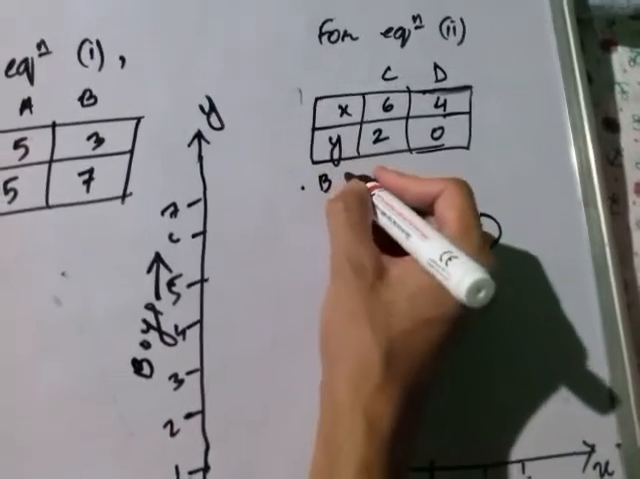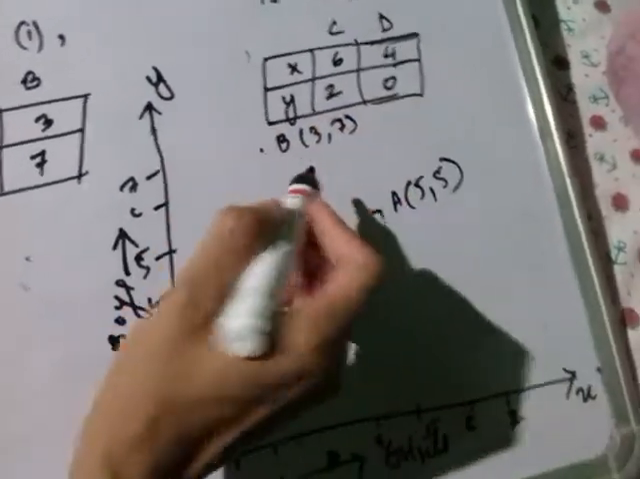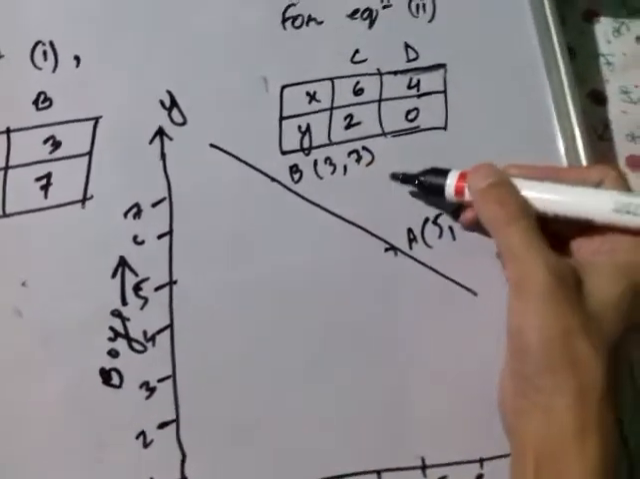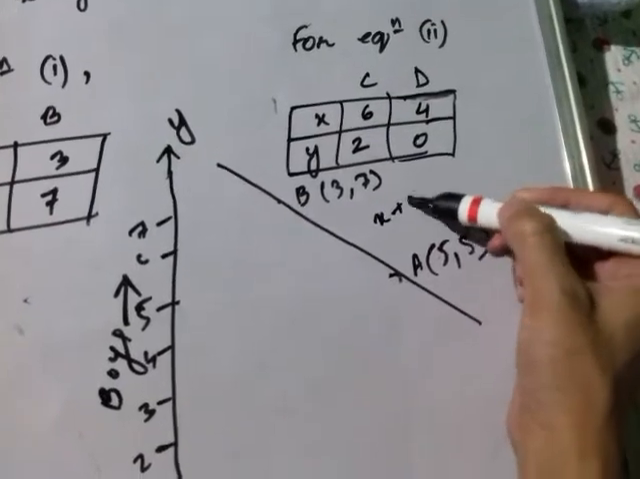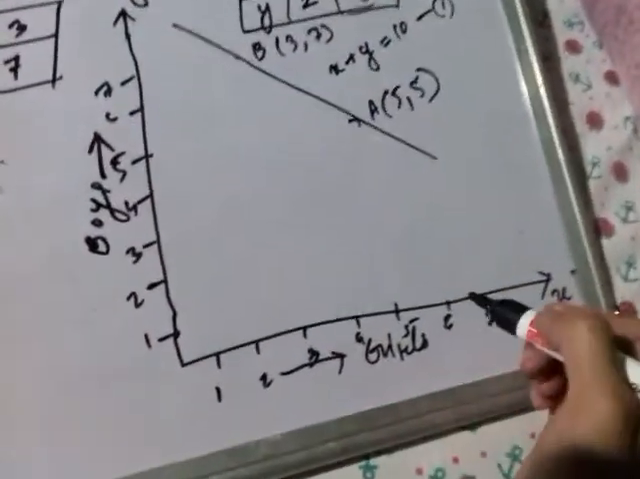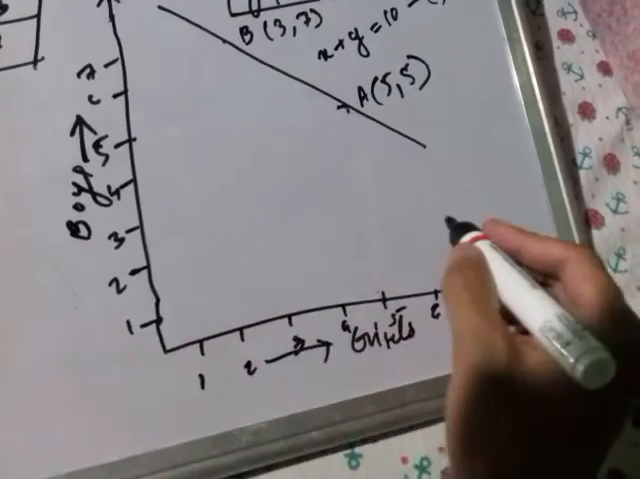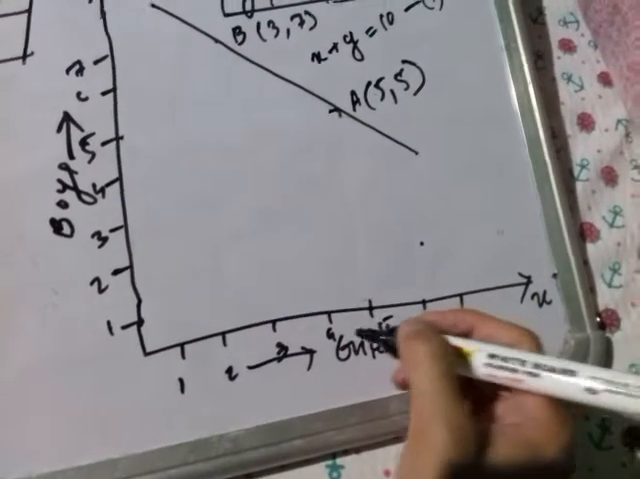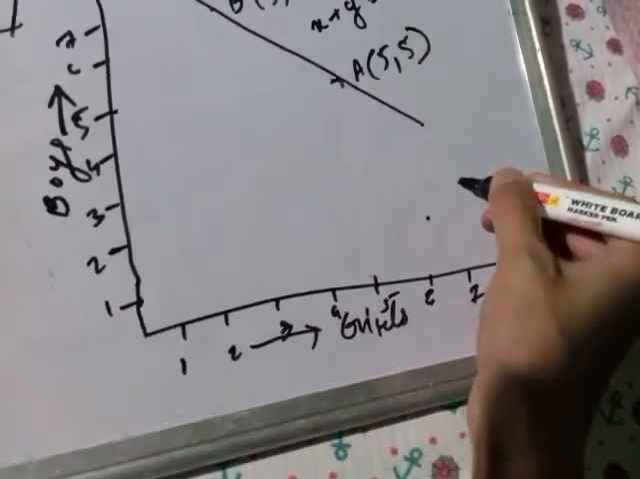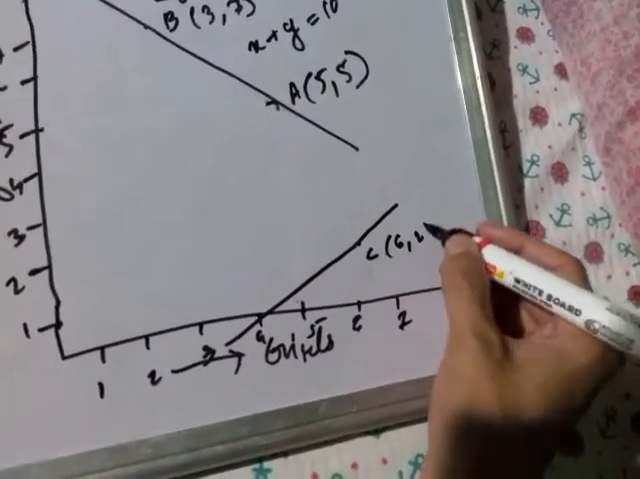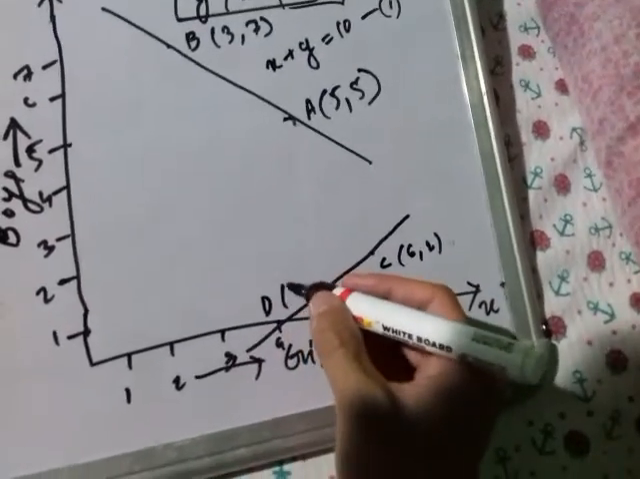That means B equals 3, 7. So you will join these 2 points. This is for equation 1. You will put equation 1, x plus y equals 10. This is equation number 1. Next, for equation 2, if you take x as 6, y will be 2. That means it will be here. Next, x is 4, y is 0, that means it will remain here. So you will draw a line. This will be C, 6, 2, and this will be D, 4, 0.